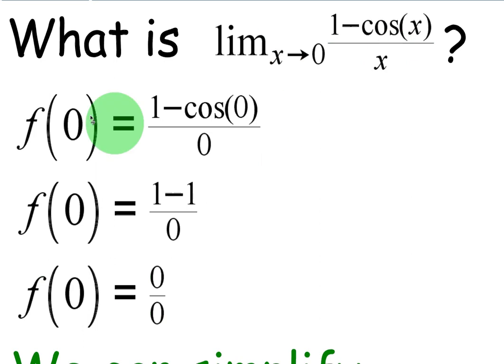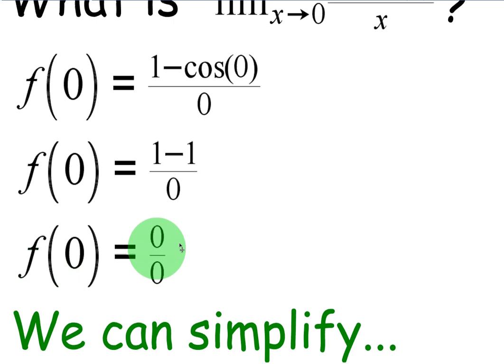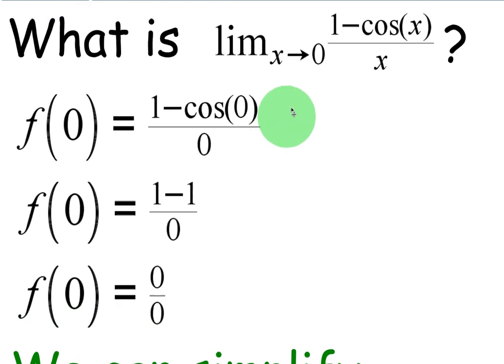Well, here's the problem. If we try what we would normally try first, plugging in 0, we get 1 minus cosine 0 over 0. Cosine of 0 is equal to 1 using the unit circle. 1 minus 1 is 0, and we get 0 over 0, which is indeterminate. Then we would try to simplify it using trig identities, as we talked about before. However, there are no identities we can use for this expression, 1 minus cosine of x over x. So what do we do?